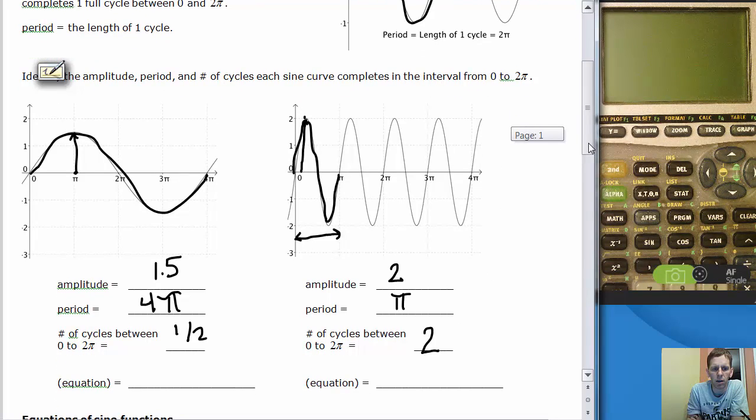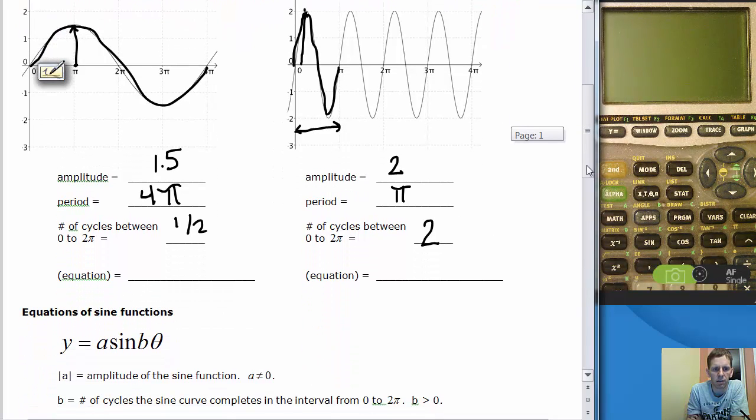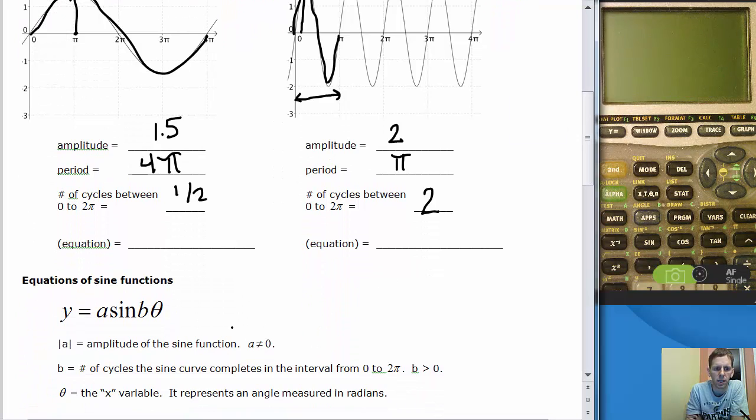Now, what we haven't come up with yet are equations for these graphs. The equations for these graphs are set up using this general form equation, y equals a times the sine of b times theta. A refers to the amplitude.